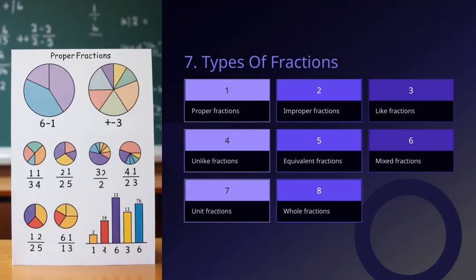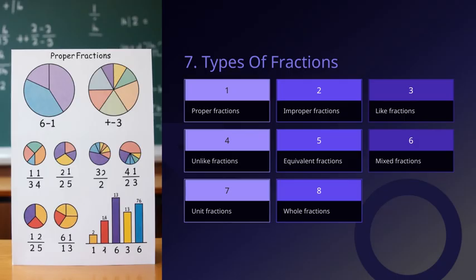Now, let's take a look at the different types of fractions. First, we have proper fractions, which are fractions where the numerator is less than the denominator. These are common and easy to understand. Next, there are unlike fractions, which have different denominators, and this is where finding common denominators becomes important. Moving on, unit fractions are fractions where the numerator is 1, like 1/2 or 1/3. These are very fundamental in understanding fractions.